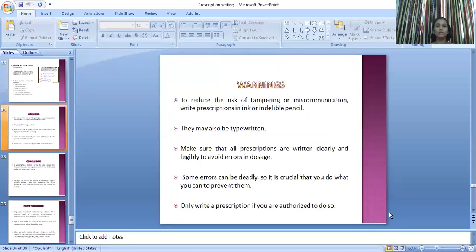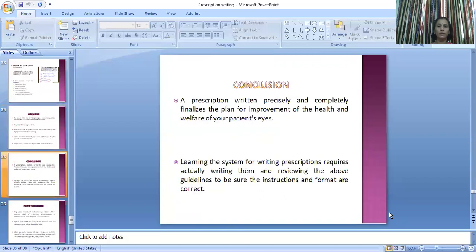Warnings. To reduce the risk of tampering or miscommunication, write prescriptions in ink or indelible pencil. They may also be typewritten. Make sure that all prescriptions are written clearly and legibly to avoid errors in dosage. Some errors can be deadly, so it's crucial that you do what you can to prevent them. So only write a prescription if you are authorized to do so.